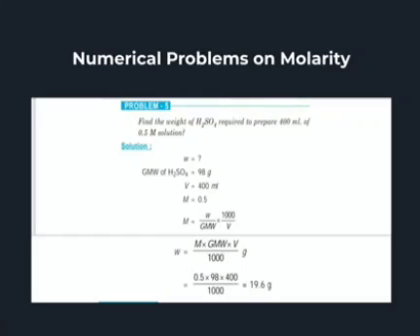Now substitute the given data in this equation, then weight of the solute W is equal to 0.5 into 98 into 400 by 1000, that is equal to 19.6 grams. By dissolving 19.6 grams of H2SO4 in 400 ml of solution, we can prepare 0.5 molar solution.